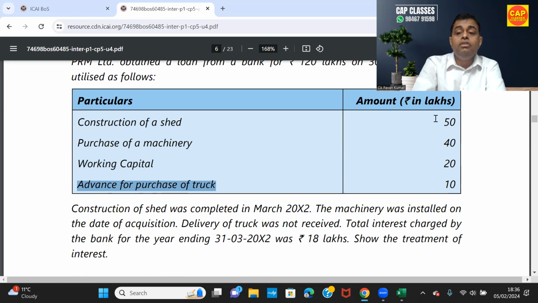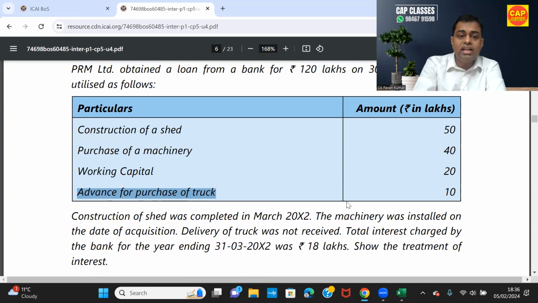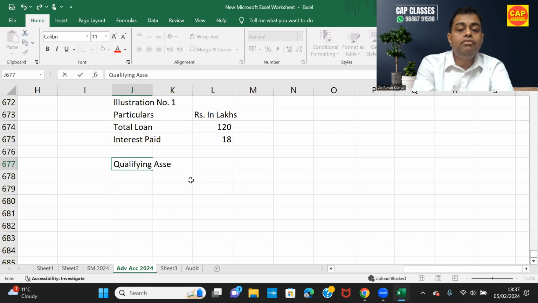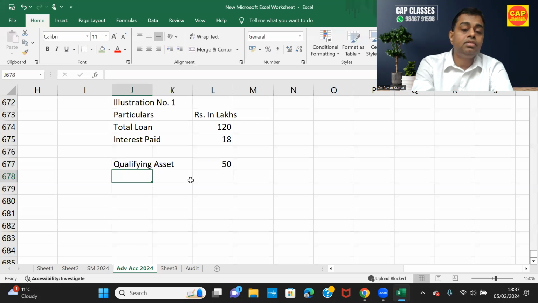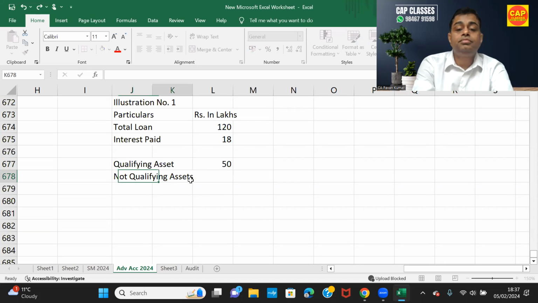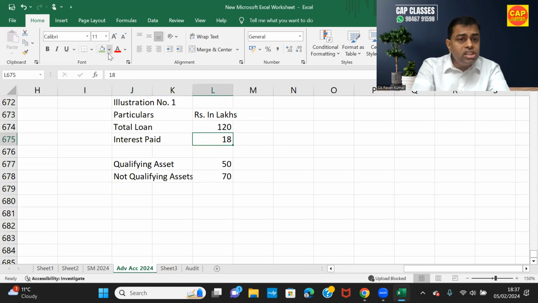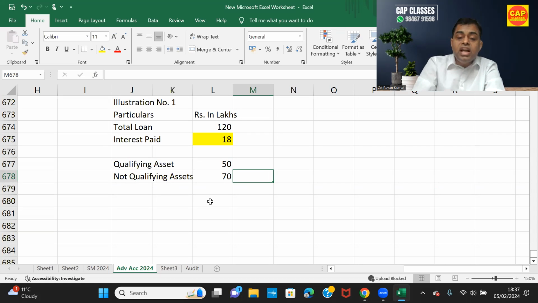So out of 40 plus 10, 50 plus 40, 90 plus 20, 110 plus 10, 120 lakhs you borrowed and used like this, there is only one qualifying asset. So qualifying asset, how much? 50. Not qualifying assets, how much? 70. So is it logical if I distribute this 18 lakhs in 5:7 ratio, and whatever relates to the qualifying asset can be capitalized? Whatever relates to others should be charged to P&L. So qualifying assets 50 lakhs, not qualifying assets 70 lakhs.